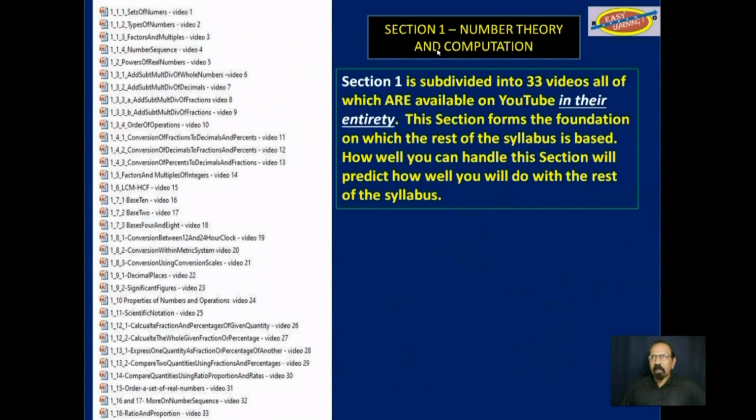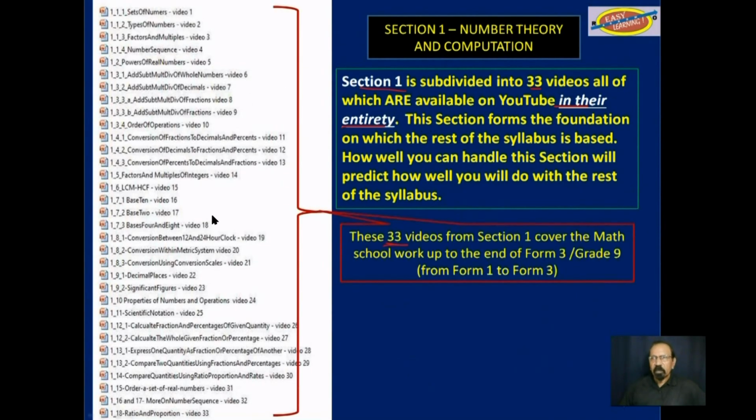Reminder again that section 1 I have subdivided into 33 videos. All of these are available in their entirety on YouTube. All of these that you see here on the left. They form the foundation of the rest of the syllabus. Please make sure you look at them and know them very well.